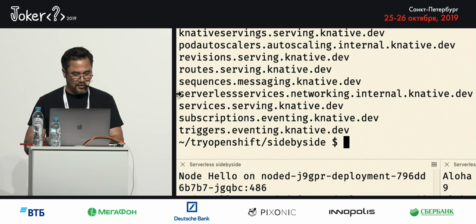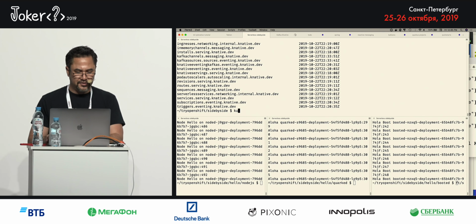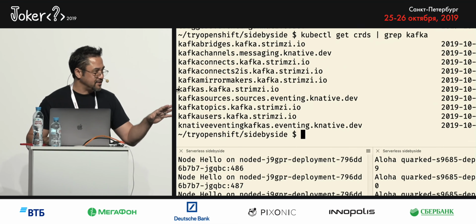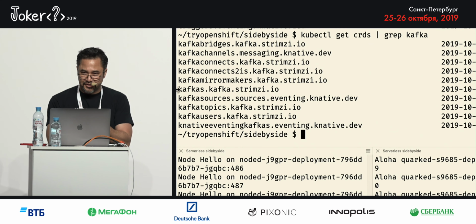So I have Knative installed here. I think this one might also have Kafka installed. Let's see here. OK. That's actually one thing that's pretty awesome about Kubernetes. A lot of people don't know this. You can extend the schema and the API of Kubernetes very, very easily.